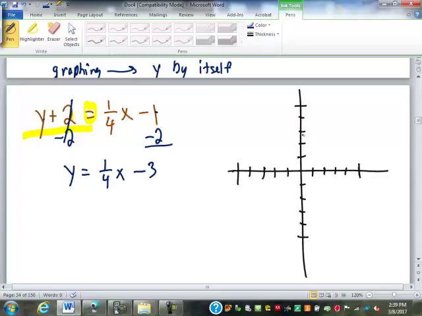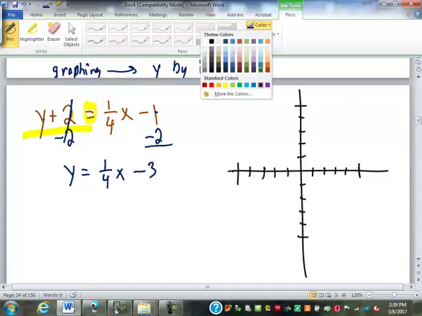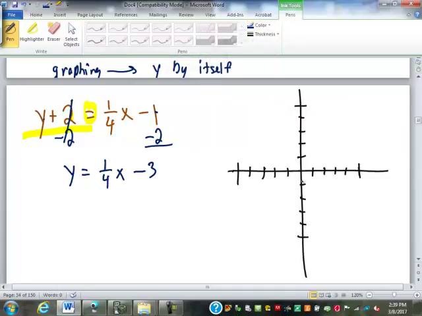So now when we go to graph this, where do I start? -3, good. And from there, my slope says go up 1 and over 4. So there we go.